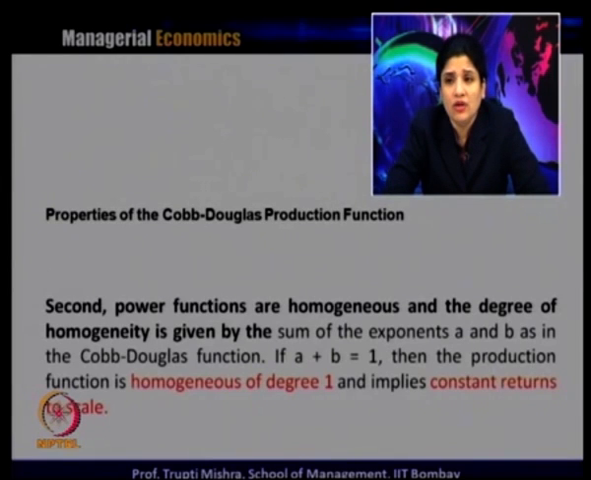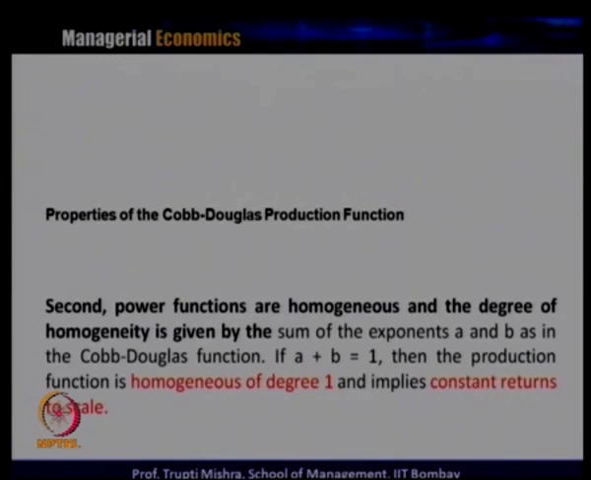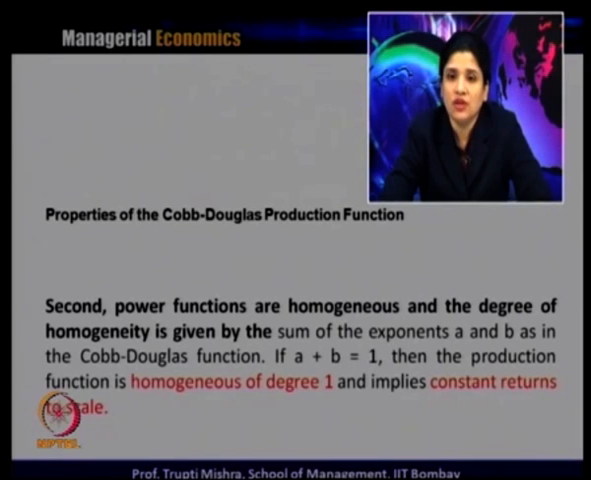Secondly, power functions are homogeneous, and the degree of homogeneity is given by the sum of the exponents a plus b, as in the Cobb-Douglas function. So, if a plus b is equal to 1, the production function is homogeneous of degree 1 and implies constant returns to scale.